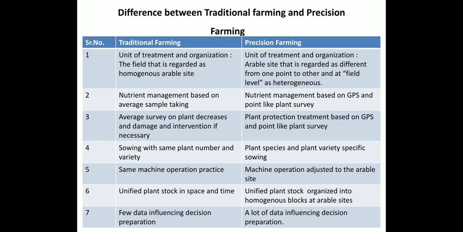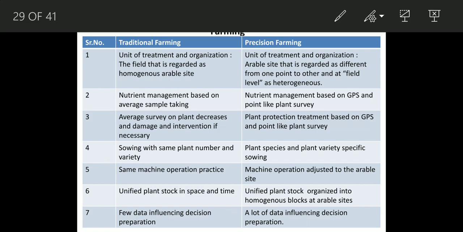Then few data influence decision preparation in traditional farming. In precision farming, a lot of data influences decision preparation. This is a major difference between traditional and precision farming.